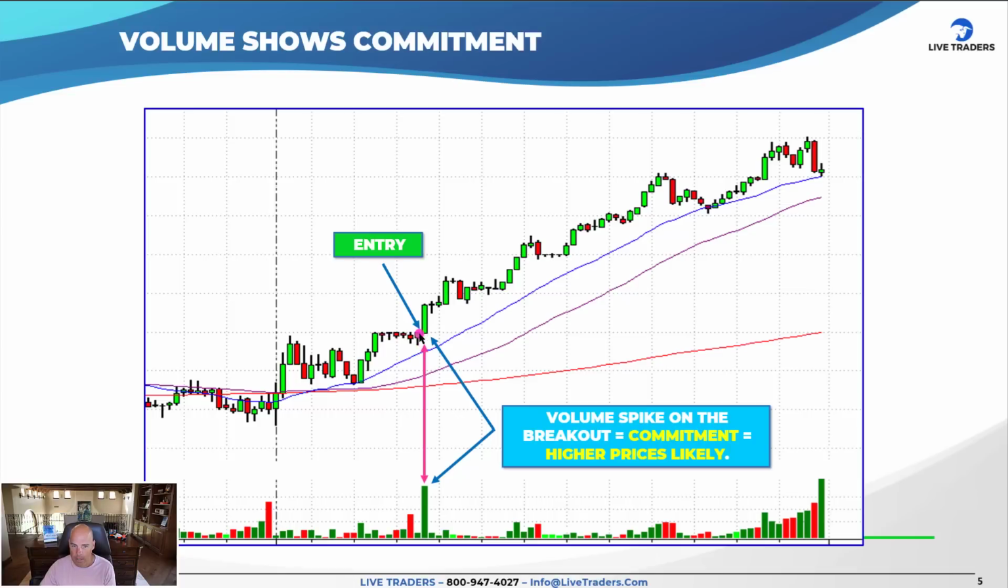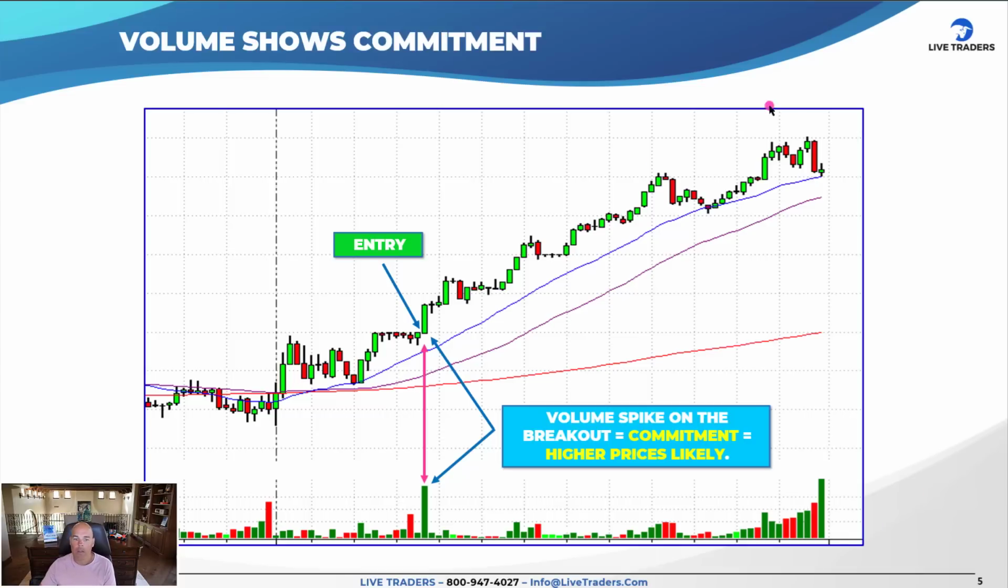And when it breaks, volume comes in, but it's not just volume. It's volume combined with price movement. This is exactly what you want to see. All right? Volume combined with price movement. I don't know why that's there. Let's get rid of that.